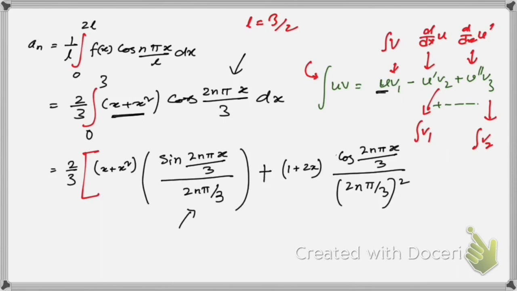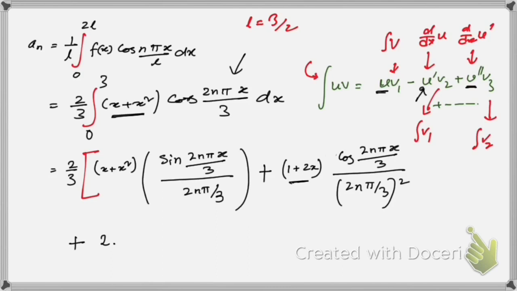And then in the next term, plus u double dash, meaning the derivative of u dash. U dash is this one, so if you differentiate it, you're going to get 2 only, right? And the integration of v2, that means v3.